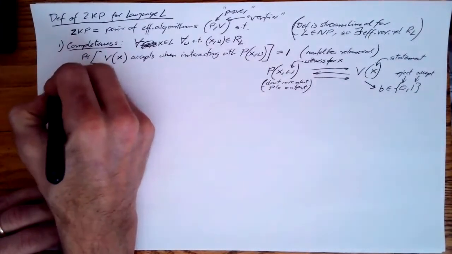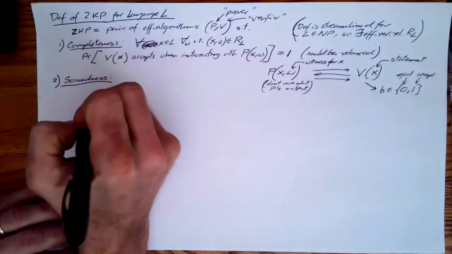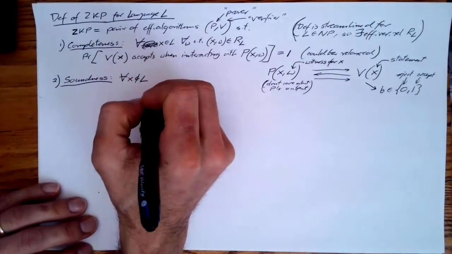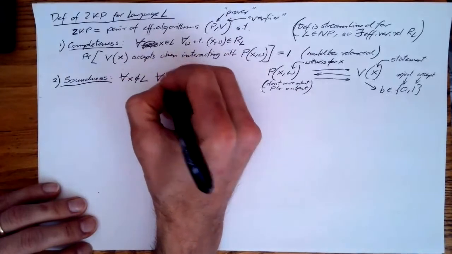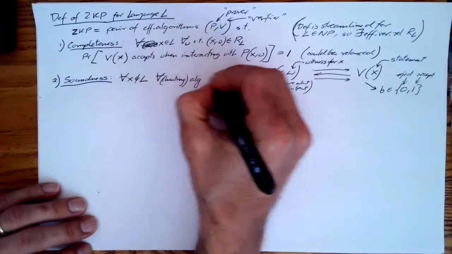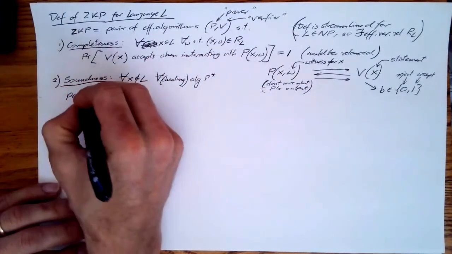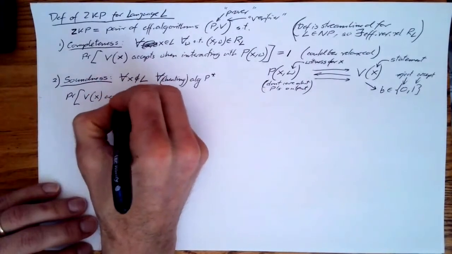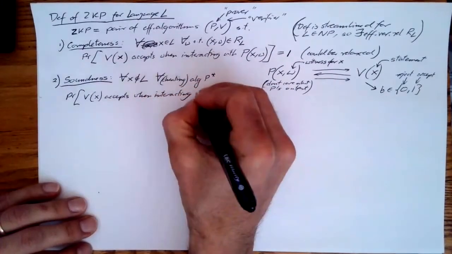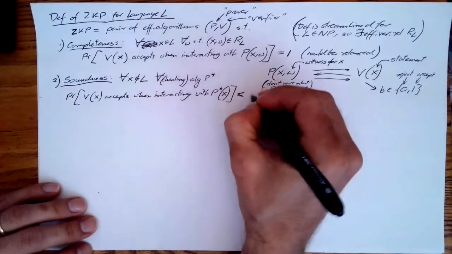The second property is soundness, which is that for all x not in the language, and for any cheating algorithm P star, the probability that the verifier on x accepts when interacting with P star, who has the same input x, is negligible.